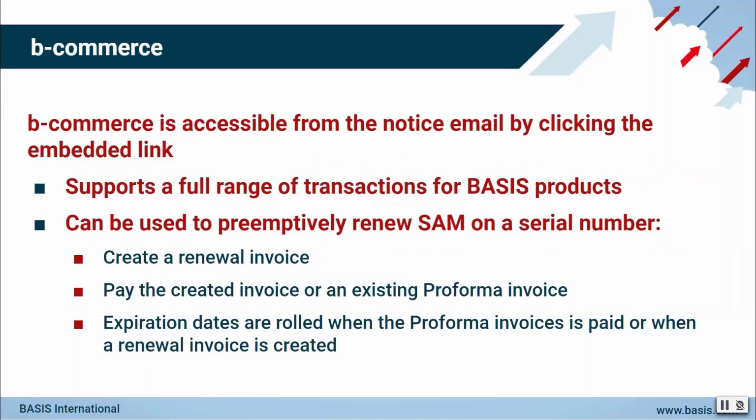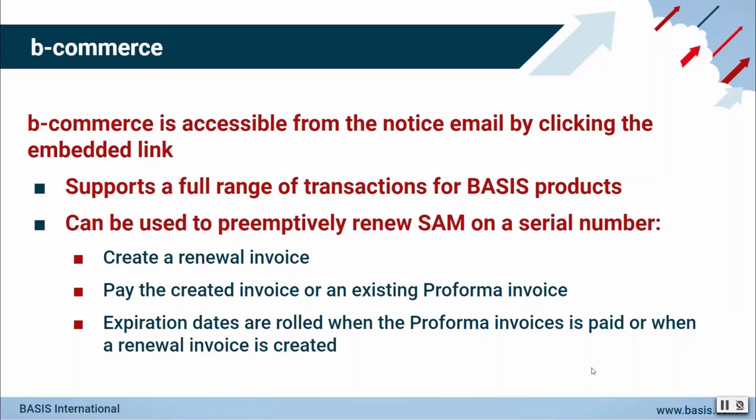The BCommerce embedded link in the notice email directs the user to the long-standing BCommerce web app, which supports a full range of transactions for Basis products. It can also be used to preemptively create a renewal order for a contract, or to pay an auto-generated order or an order created by the user. And like Direct Renew, the contract dates are rolled when a Proforma invoice is paid or when a renewal invoice is created by the user.